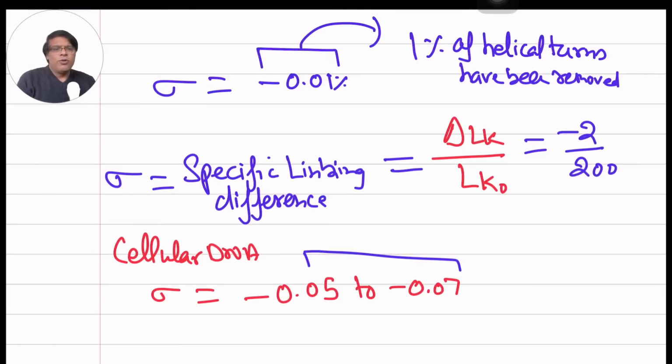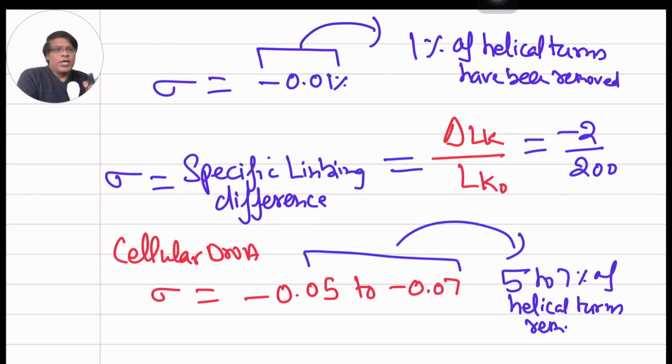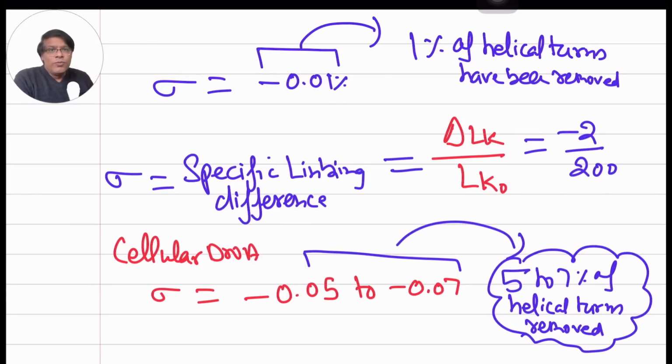Now in the case of cellular DNA, generally the value of sigma, the specific linking difference, is equal to minus 0.05 to minus 0.07. What does it mean? It means 5 to 7% of helical turns have been removed from the DNA. So keep in mind, within your cell, the DNA has been packed such that 5 to 7% of helical turns have been removed.